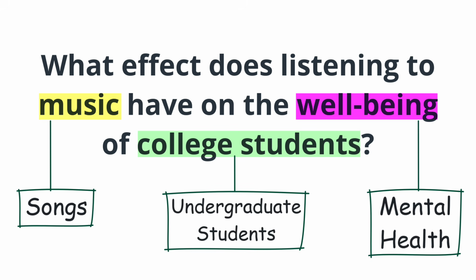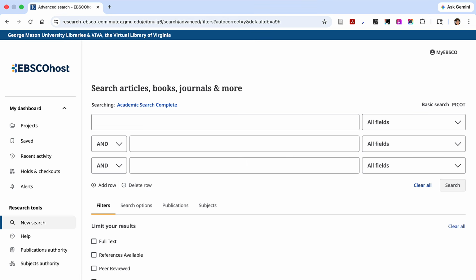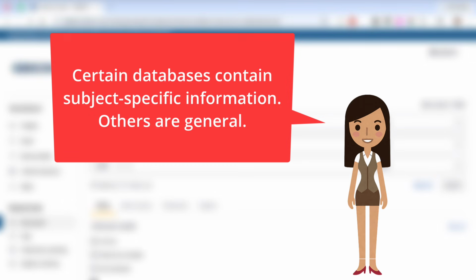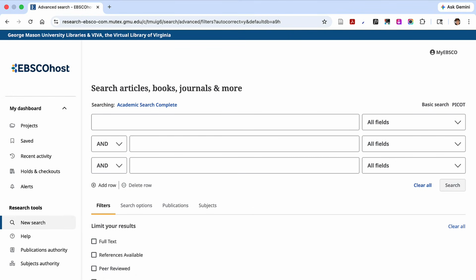Now let's try some of these keywords in our library's databases. When thinking about what databases to choose, consider what type of expert you're looking for, such as an educator or a psychologist. If you're not sure, or if your topic relates to multiple fields, start with a multidisciplinary database like Academic Search Complete. This will include information from experts from many different fields and from different perspectives.